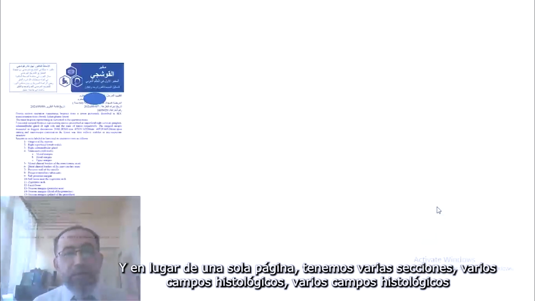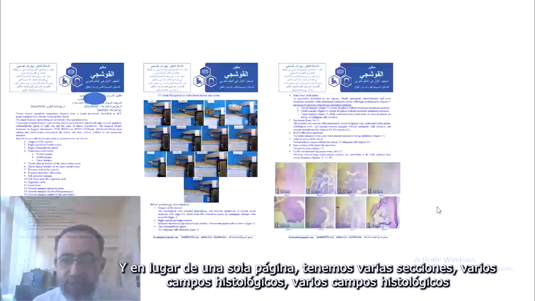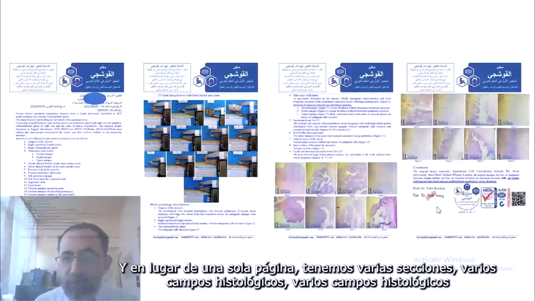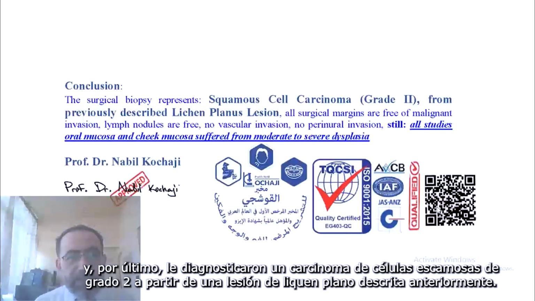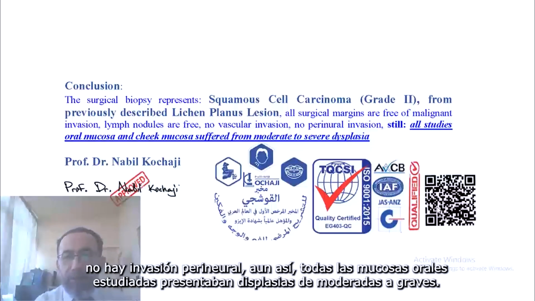And instead of having one page, we have several sections, several histological fields, and finally he was diagnosed with squamous cell carcinoma grade 2 from a previously described lichen planus lesion. All surgical margins are free of malignant invasion, lymph nodes are free, no vascular invasion, no perineural invasion. Still, all studied oral mucosa and cheek mucosa suffered from moderate to severe dysplasia.